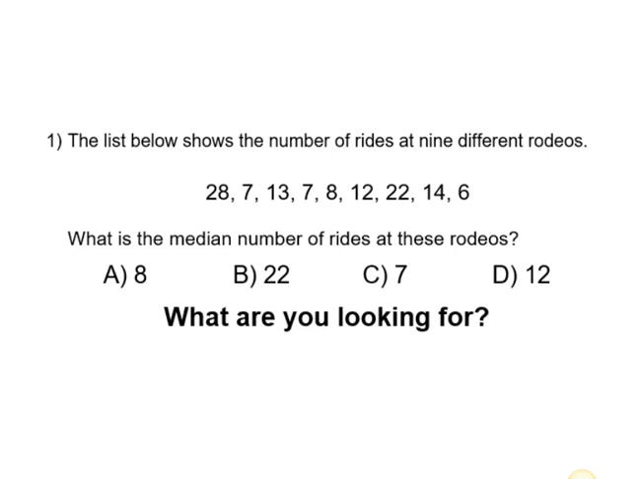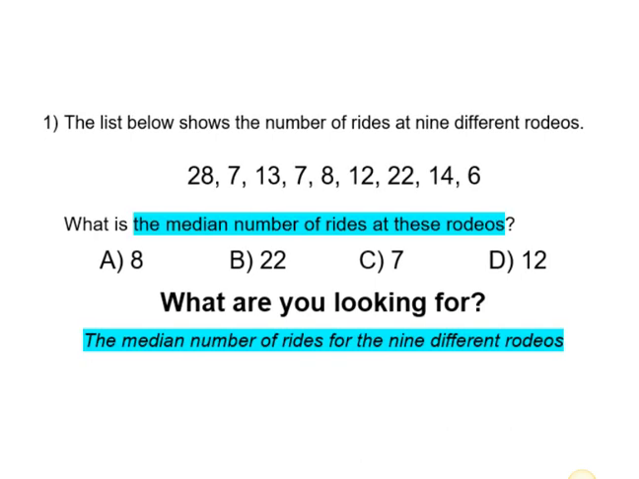What are we looking for? Always the first question that we want to ask to make sure we actually know what we will be looking for to solve this problem. We are looking for the median number of rides for the 9 different rodeos.